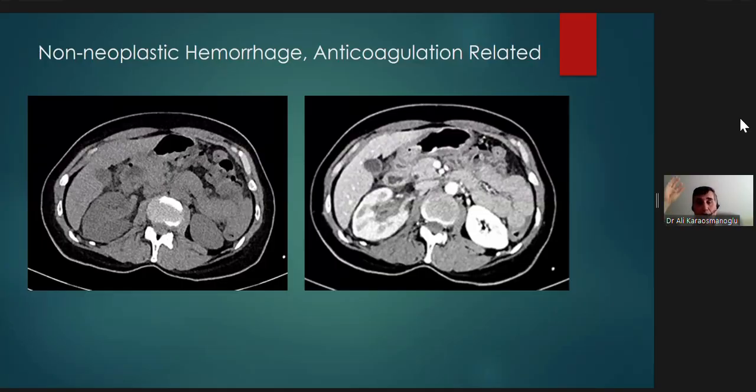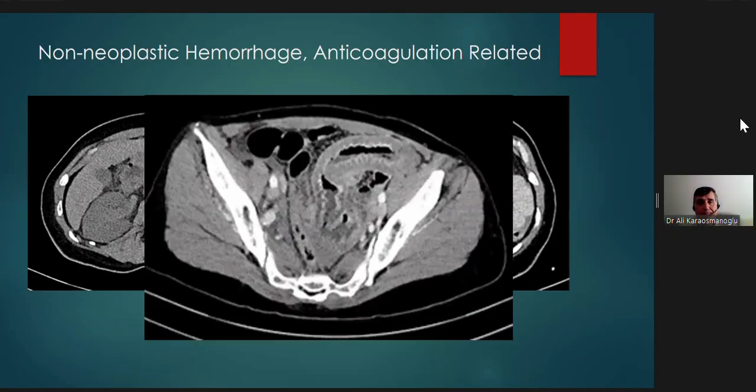anticoagulation use. But you should definitely do a vigorous follow-up to rule out a renal pelvic tumor in these patients. But given the history and the findings, this was found to be consistent with anticoagulation-related hemorrhage, and the patient responded well to supportive treatment.